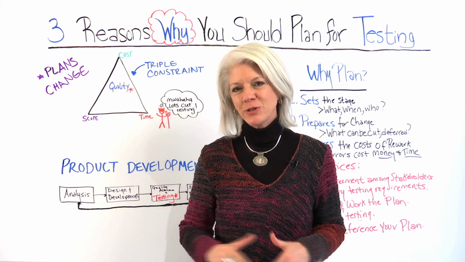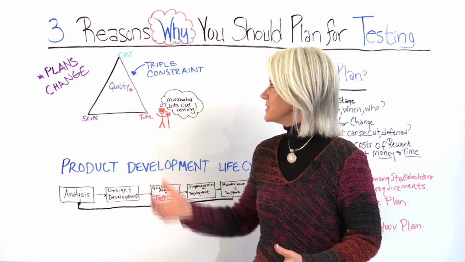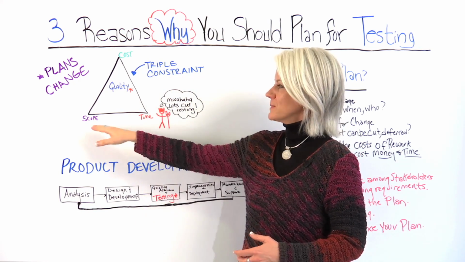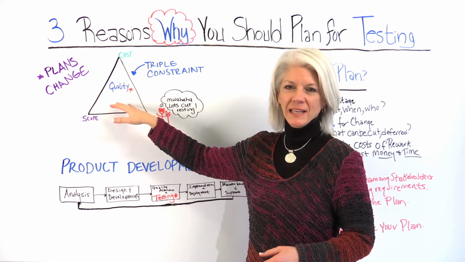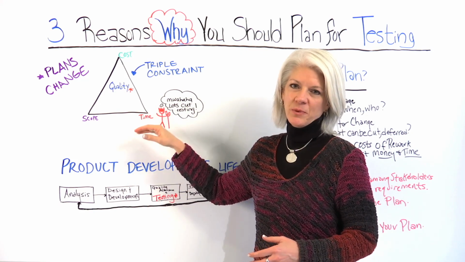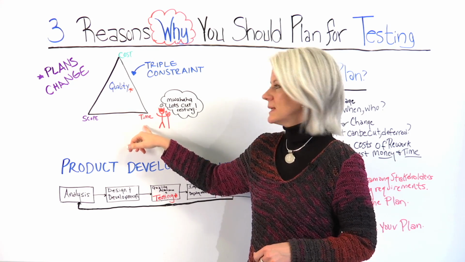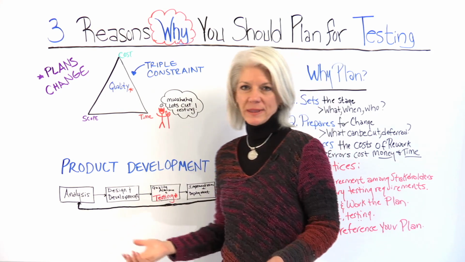Well, you know, as soon as you finish your plan, things are going to change. And when things change, you can reference the triple constraint, which is a tool that helps balance the scope, the cost, the time and quality of your project. And so in crunch time, when people start looking at trying to reduce the time in the schedule, it can be tempting to cut testing. So let's look at what that means.